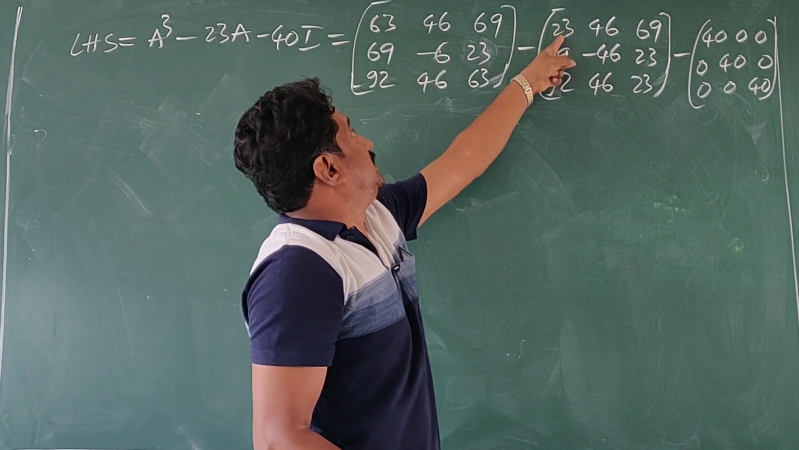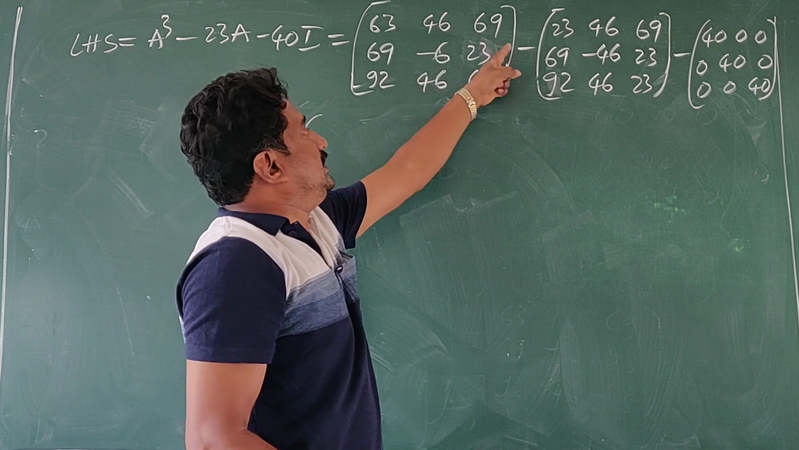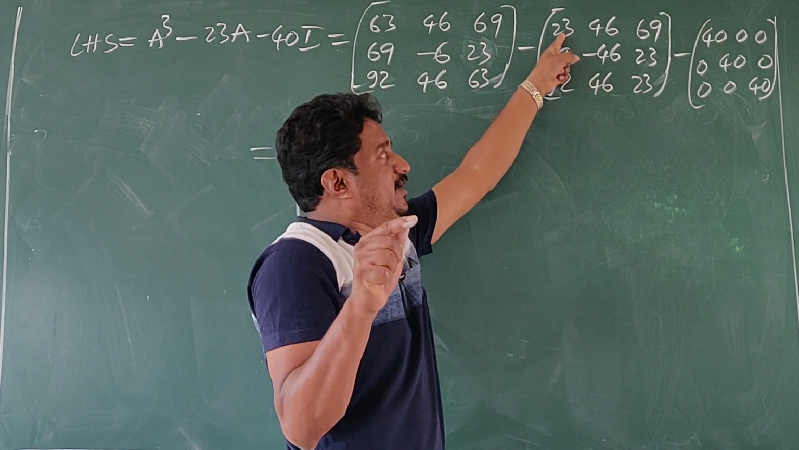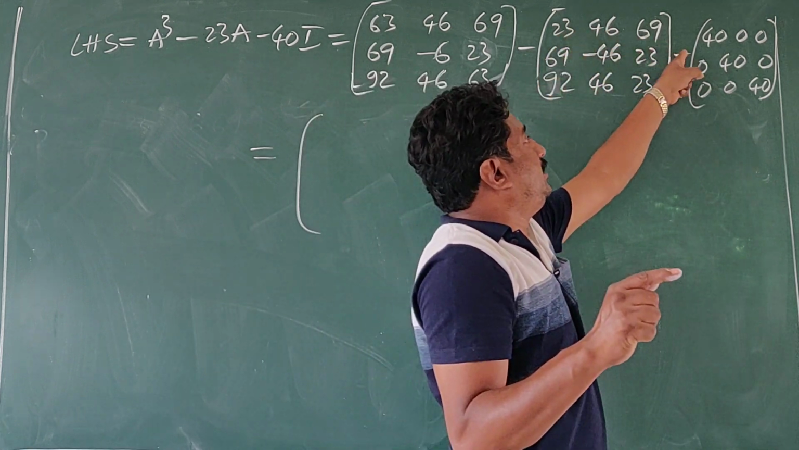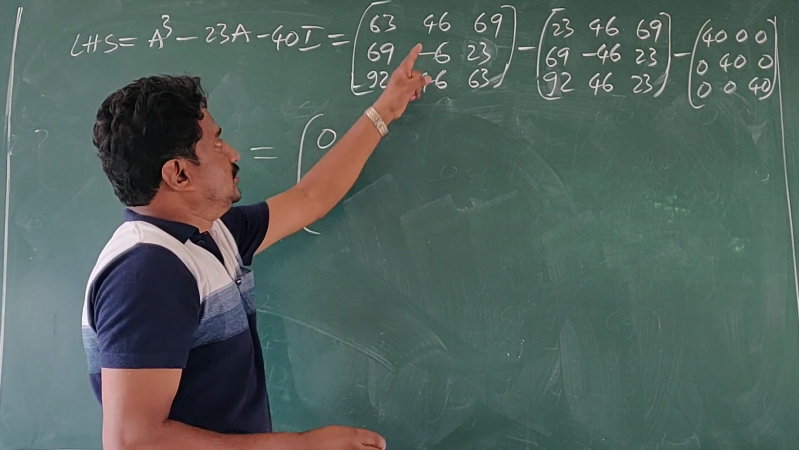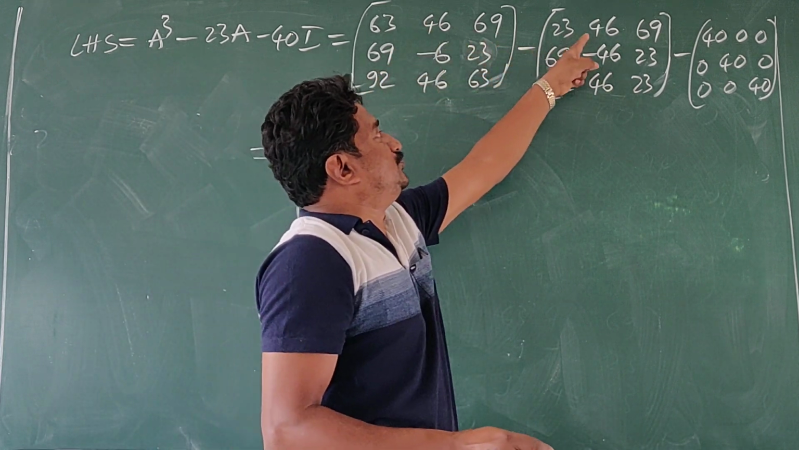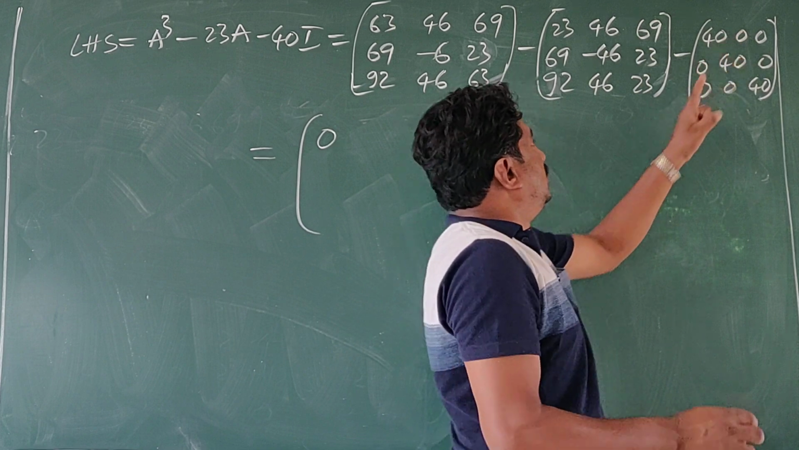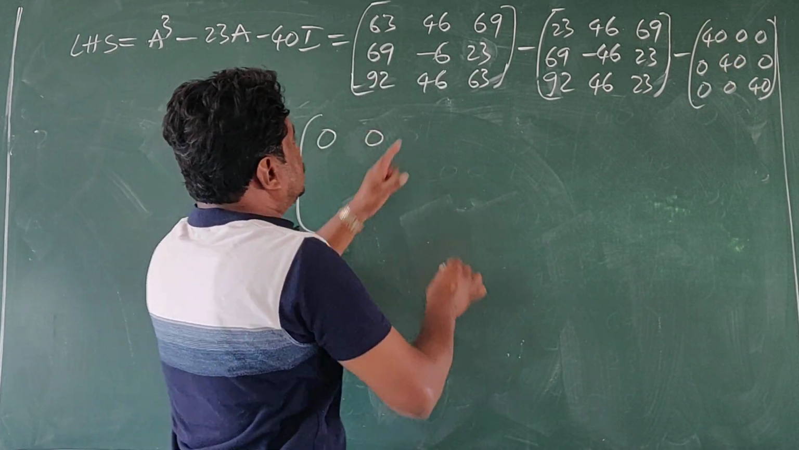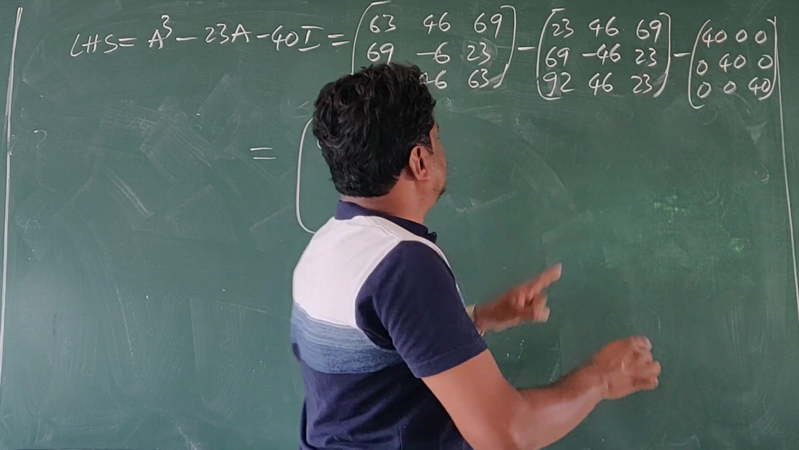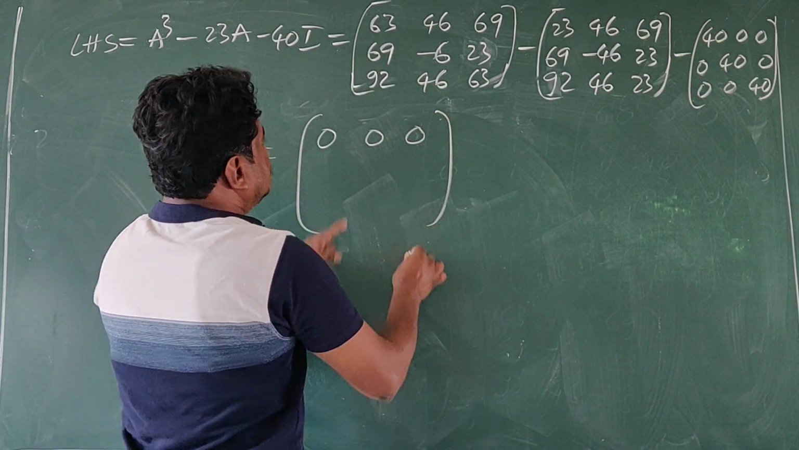Minus 23. 63 minus 23, it is plus 40. Plus 40 minus 40, 0. Next, 46 minus 46, 0. 0 minus 0, 0. 69 minus 69, 0. 0 minus 0, 0.